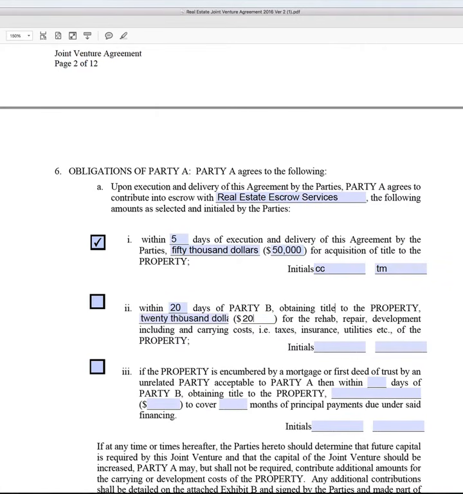And then you'd come over here, it'd be $20,000 for the rehab, repair, and development. Again, we want to initial these. So by choosing these two and selecting those, that tells us that in this particular agreement, we've selected $50,000 for the acquisition, and we're providing $20,000 for the rehab work.